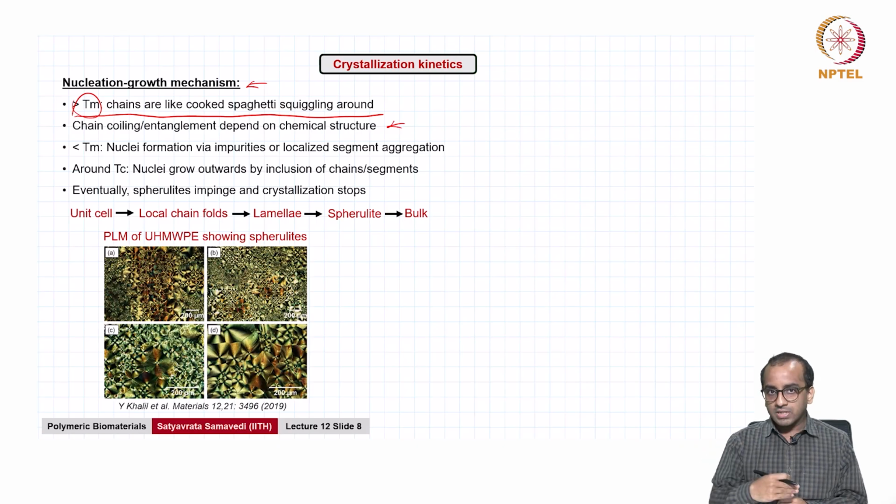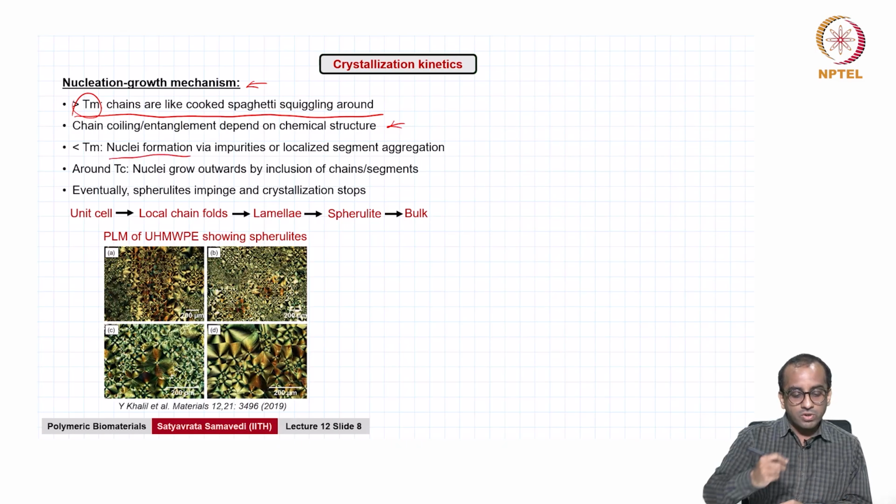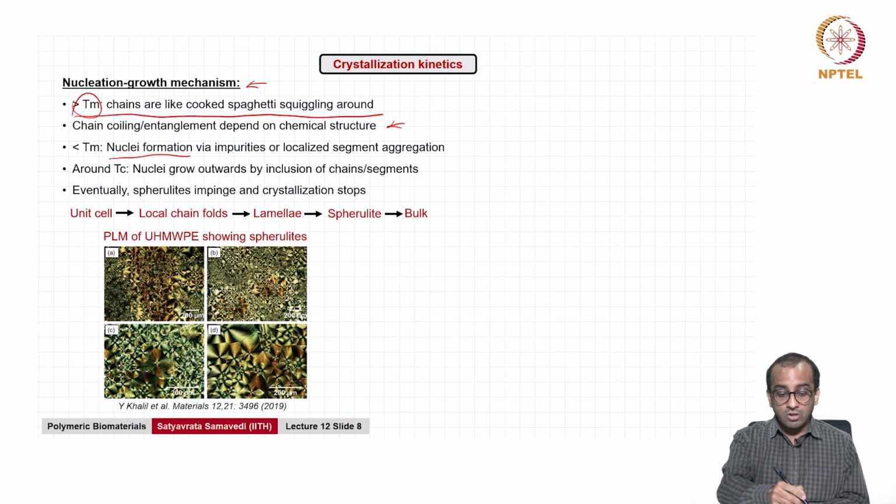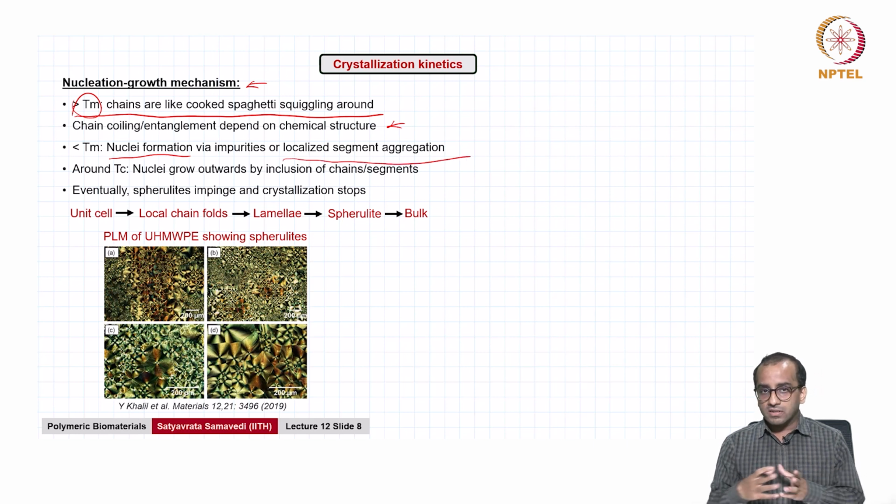Now, as you start reducing the temperature and cooling it in a controlled manner, you can start to have nuclei form either because there are impurities in the system itself or through localized segment aggregation, where chains, because you are cooling at a controlled rate, have enough time to start coming together. Because remember, above the melting temperature, the chains are so dynamic and flexible that even if they come together a little bit, the energy at that temperature is sufficient to push them apart again.